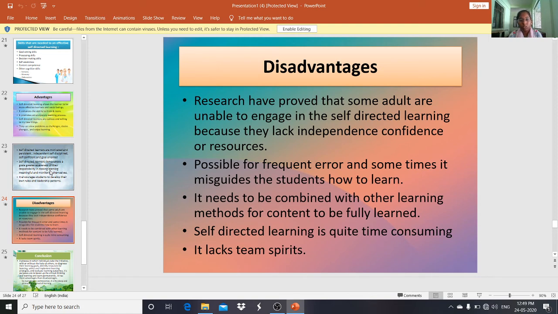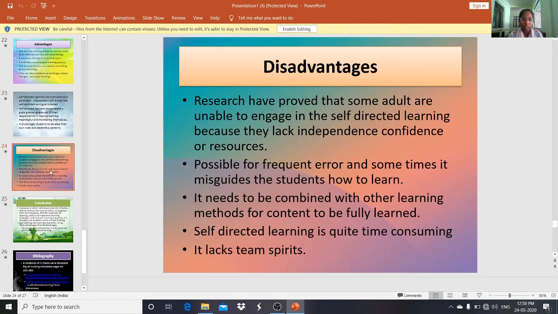Next, coming to the disadvantages. What are the disadvantages of the self-directed learning process? Research has shown that some adults are unable to engage in self-directed learning because they lack independence, confidence, or resources. There is the possibility of frequent errors, and sometimes it misguides students on how to learn. It needs to be combined with other learning methods for content to be fully learned. Self-directed learning is quite time consuming and it lacks team spirit. These are the disadvantages.